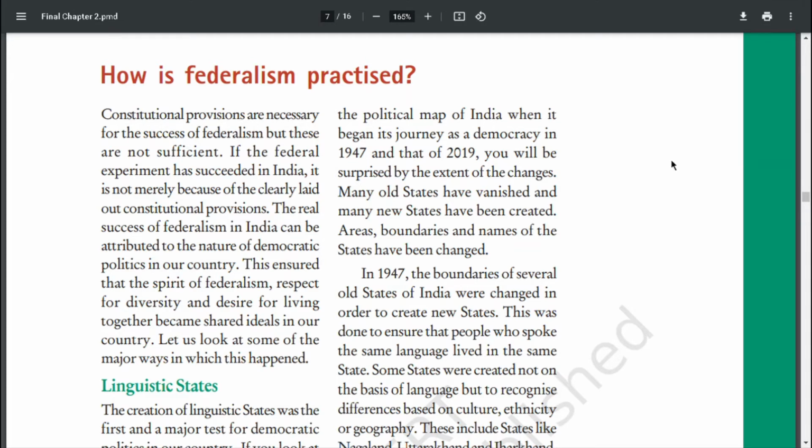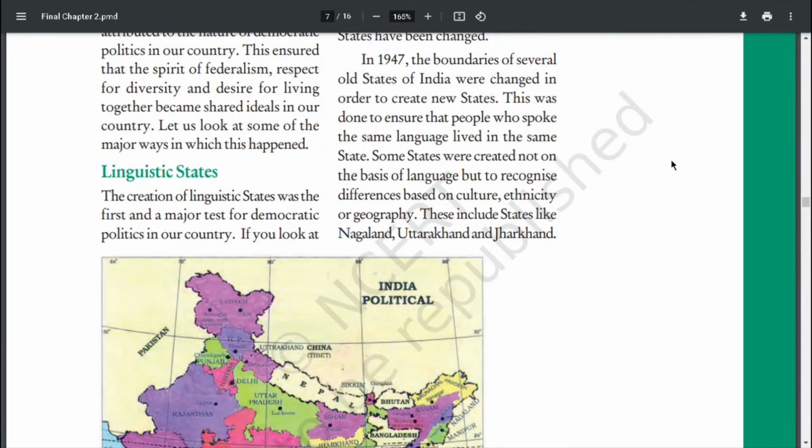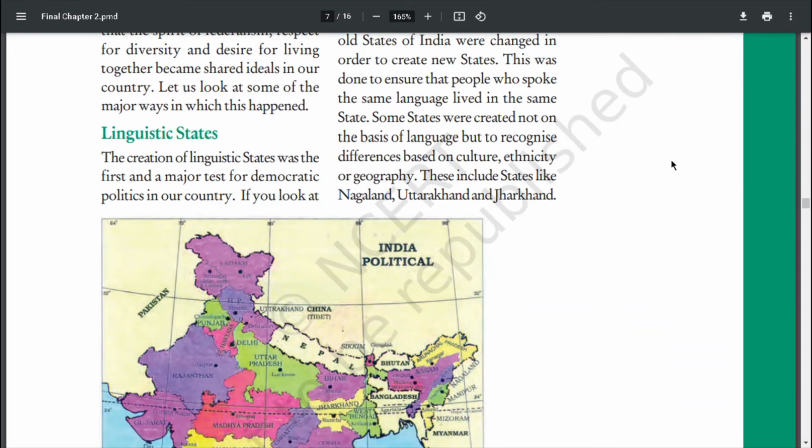This ensured that the spirit of federalism, respect for diversity, and desire for living together became shared ideals in our country. Let us look at some of the major ways in which this happened. Linguistic states. The creation of linguistic states was the first and a major test for democratic politics in our country.